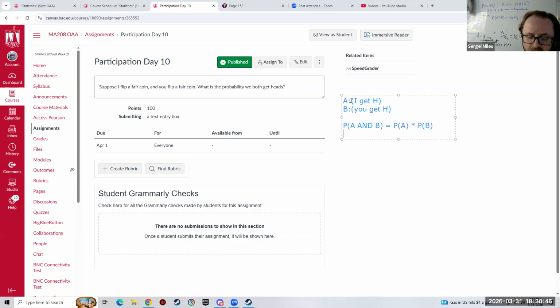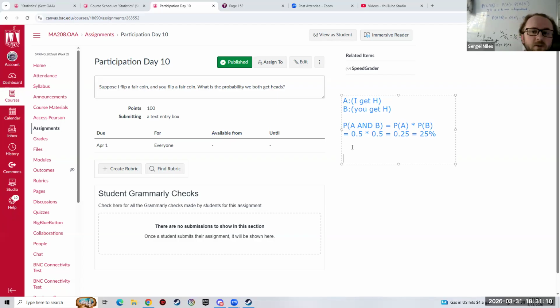Well, this we can already calculate for ourselves. The probability that I get heads is a 50-50 shot, right? This is 0.5 times, and you also have a 50-50 shot. We get a final answer of 0.25 for today's participation question, all right? 0.25, or you could write that as 25%, okay?